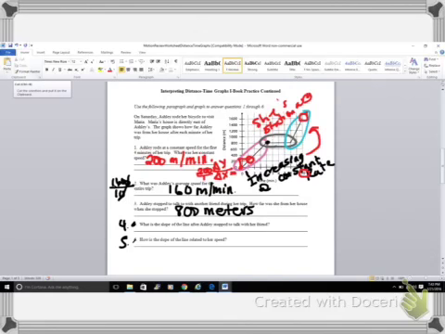What is the slope of the line after she stopped to talk to her friends? We discussed this already. If it's a horizontal line, there's no steepness to it. So that means that I'm not going anywhere. So my slope has to be 0. And then, how is the slope of the line related to her speed? We discussed this. The slope of the line is the same as the constant rate.